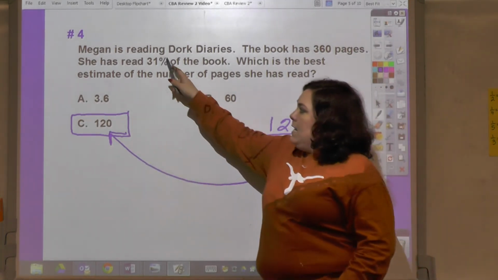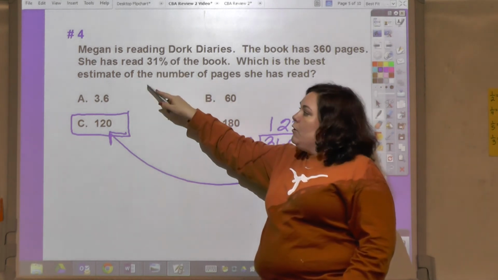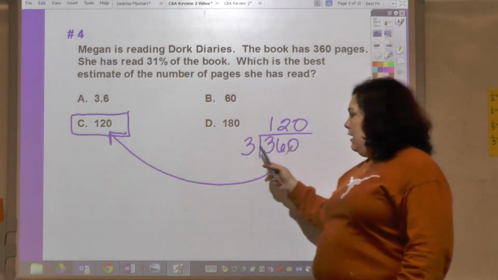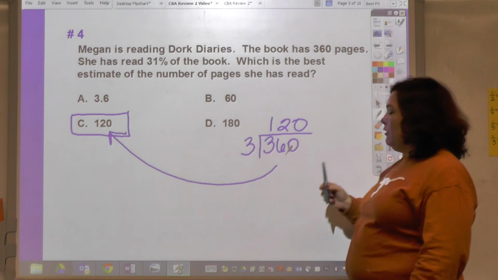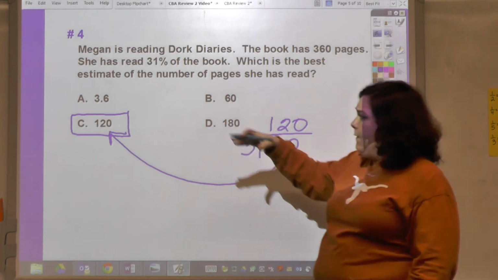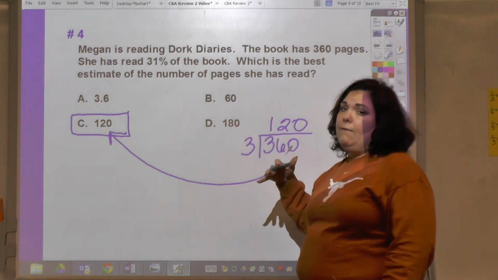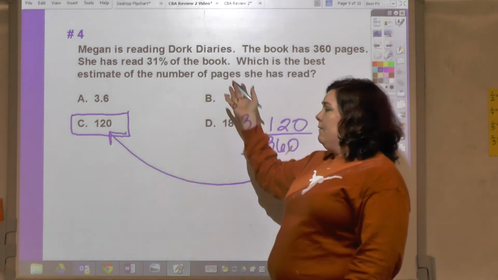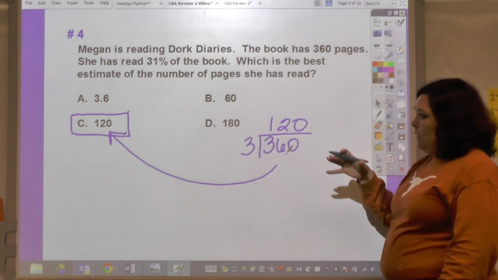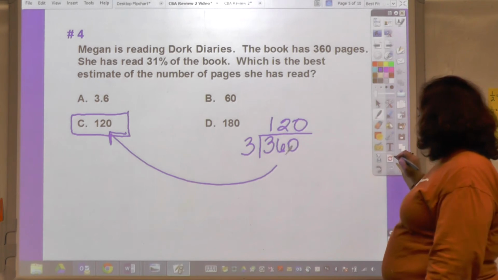So just make this a nice percent whenever you're estimating, and divide it out to get the answer. If it was close to 25%, you would divide by 4. If it was close to 20%, you divide by 5. So it just depends on what percent you're close to, what you divide by.